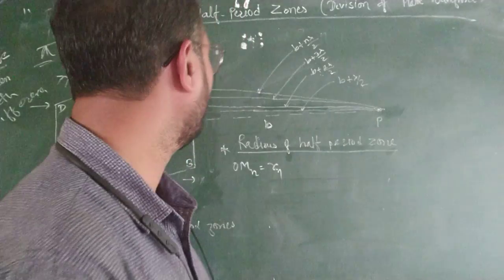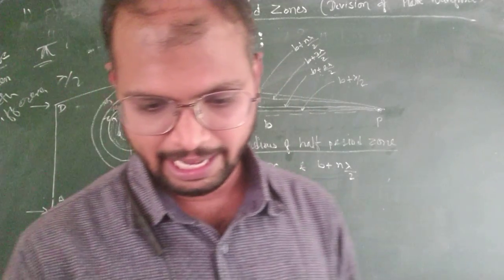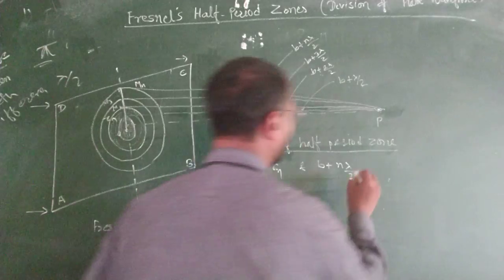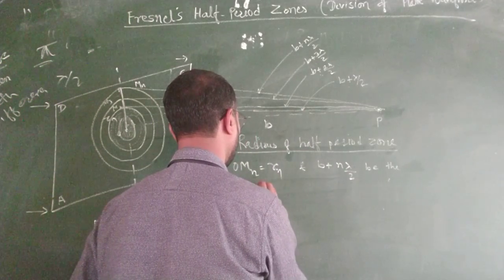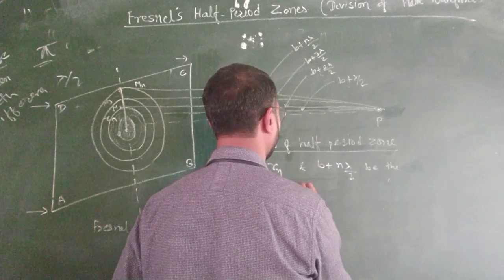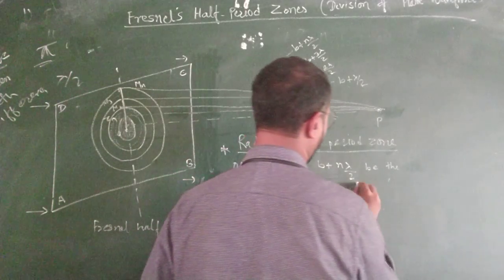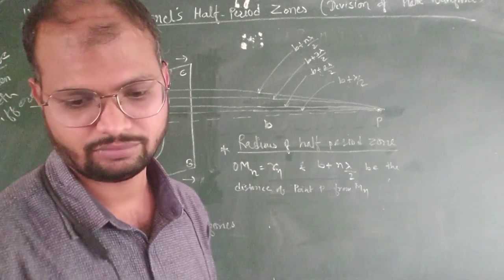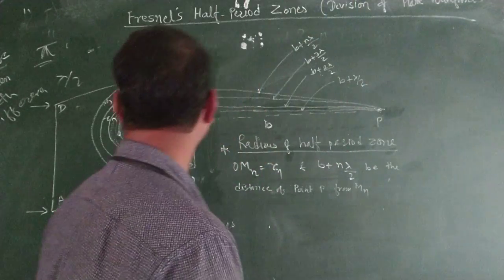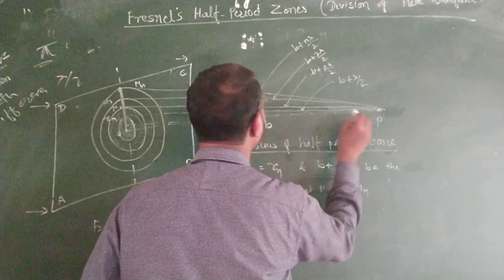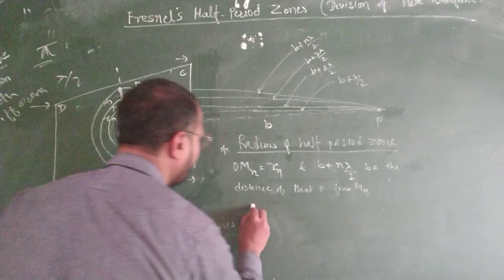And b plus n lambda by 2 is the distance of point P from Mn, that is, the distance of the nth period zone from P. From this figure, we can say that this should be a right angle triangle.